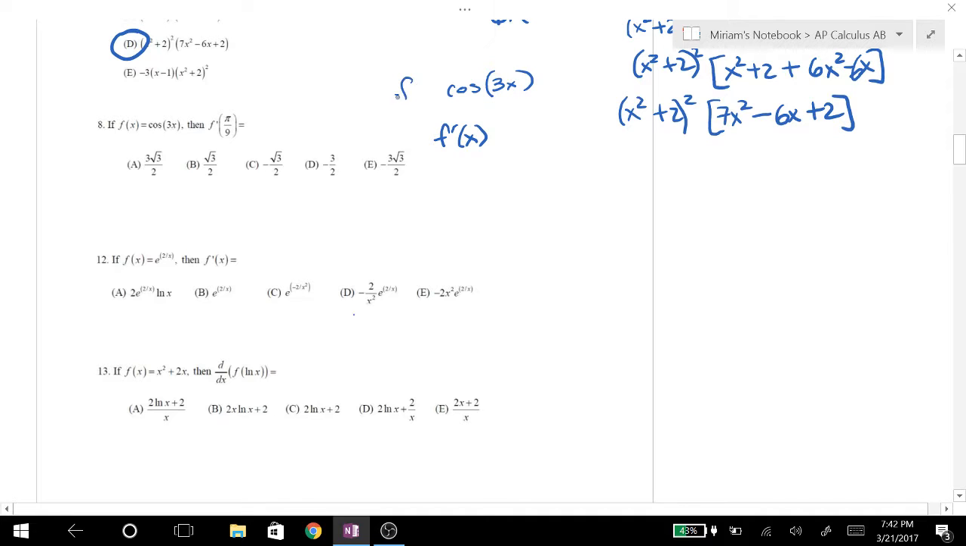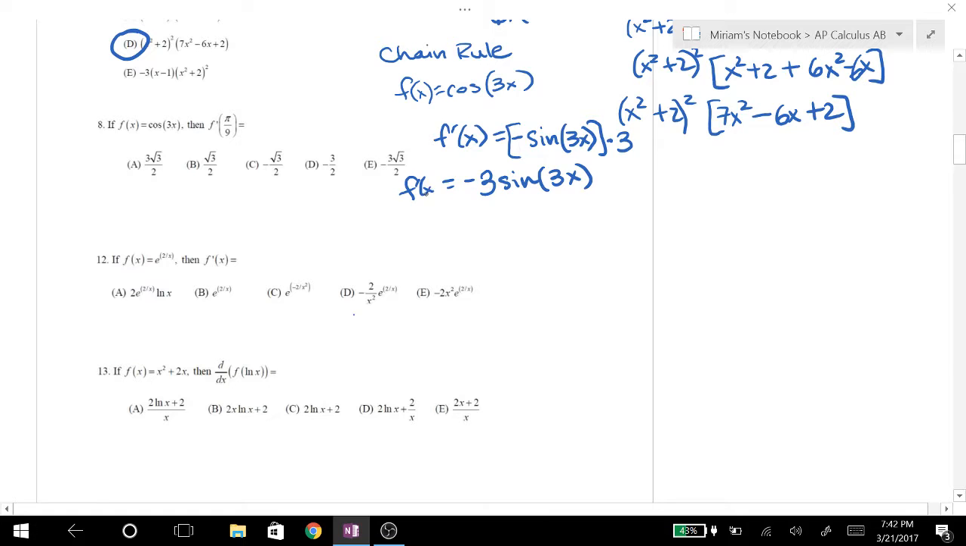That's the original function. We're going to have to use the chain rule here because we see a cosine of x, but also there's a 3x inside the parentheses, so that means we have to do the chain rule. Okay. The derivative of cosine is negative sine of 3x. But then we have to multiply this whole thing by the derivative of 3x, which is 3. So if I simplify this, I get negative 3 sine of 3x. This is my derivative.